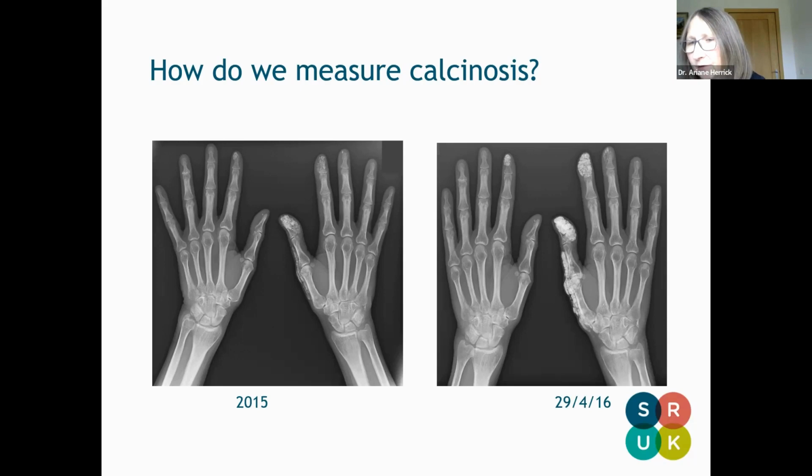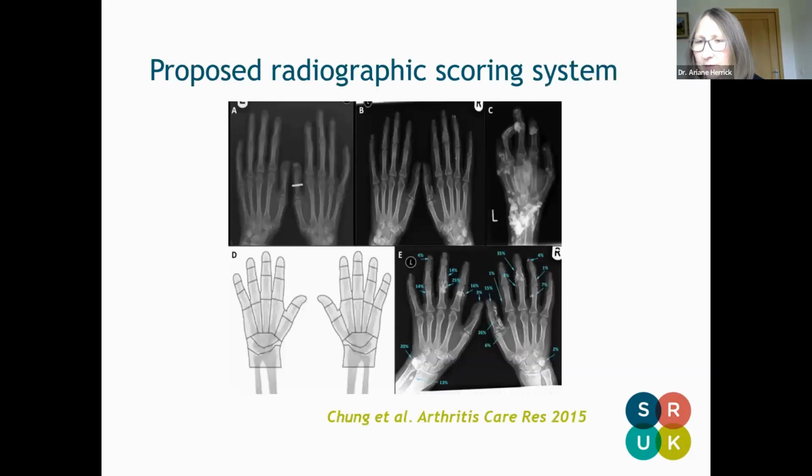So what would be nice would be able to put some sort of number on that and be able to say, well, it's increased by such and such an amount, or hopefully conversely, if we had an effective treatment, that it was going in the other direction. So can we have the next one?